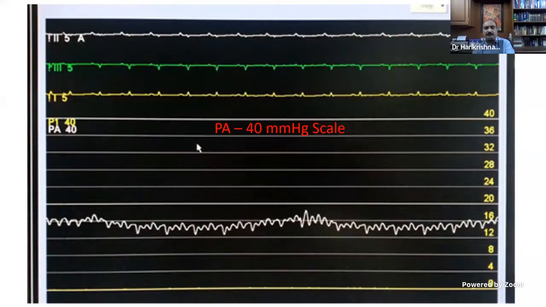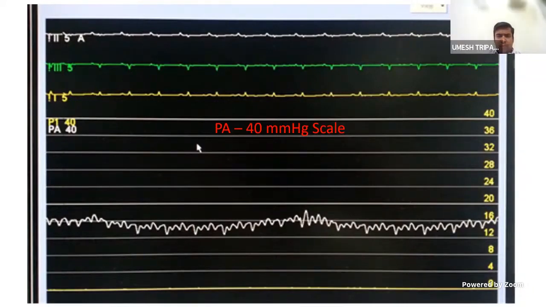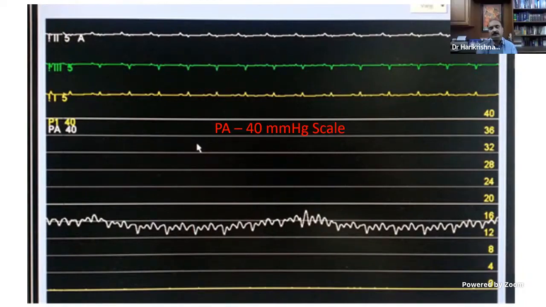So what is this tracing? The pulmonary artery pressure, 40 millimeter scale, with a mean pressure of around 14. Okay. I will give you a clue. This is a post-operative patient.